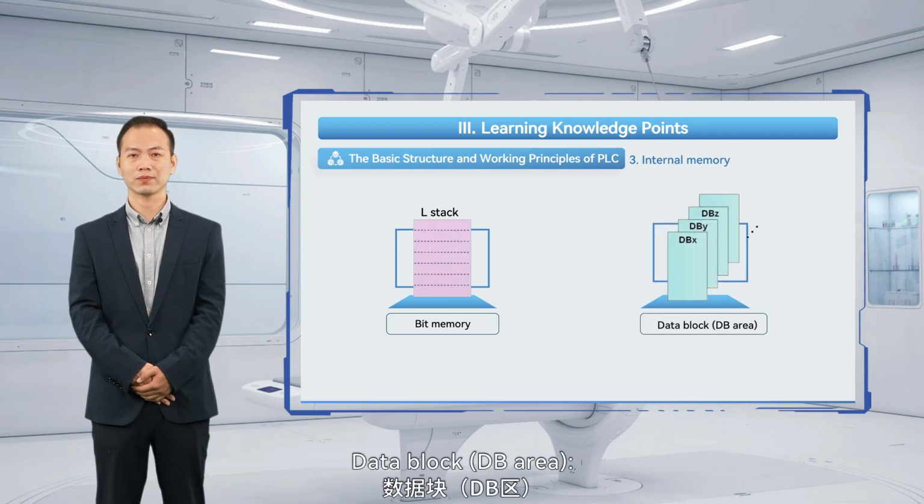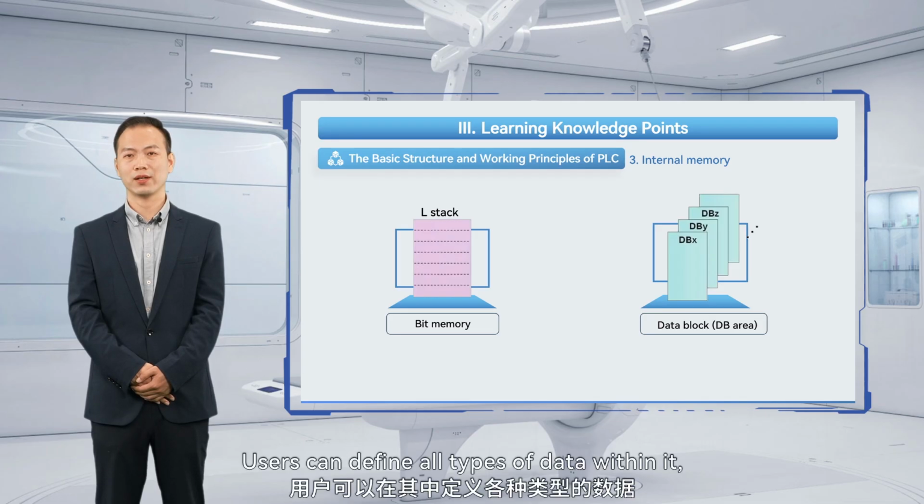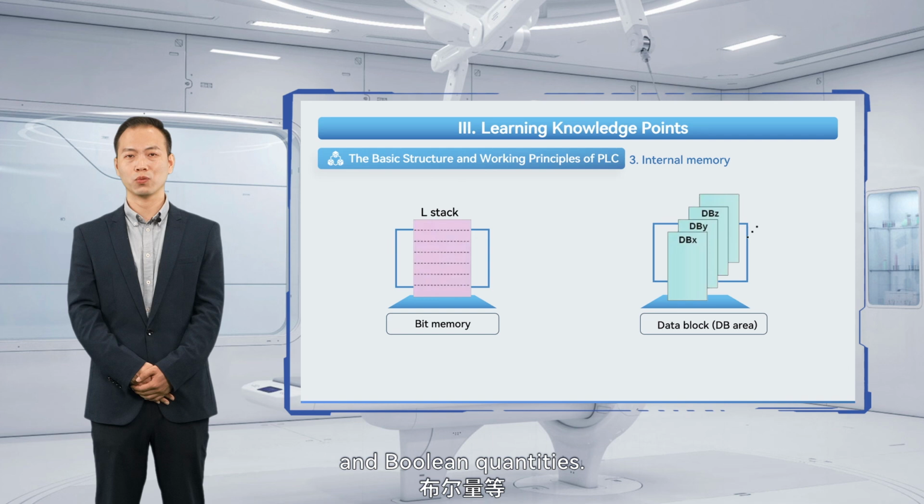Data block, DB area. Data block is an area used to store user data. Users can define all types of data within it, such as integers, floating point numbers, and Boolean quantities.